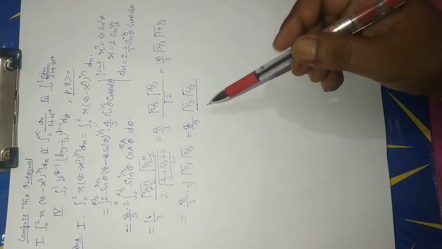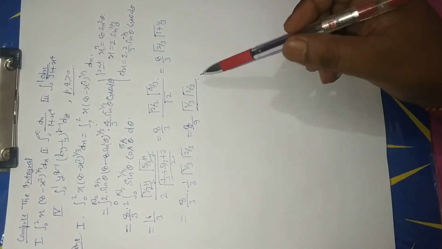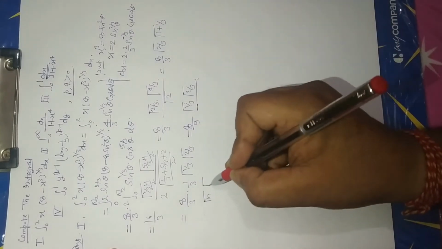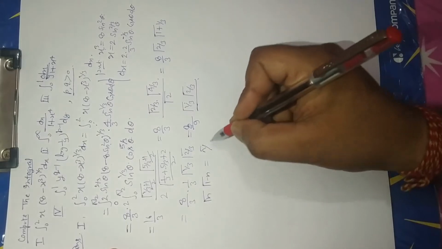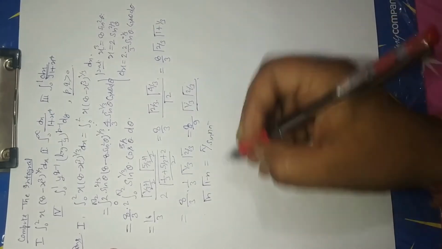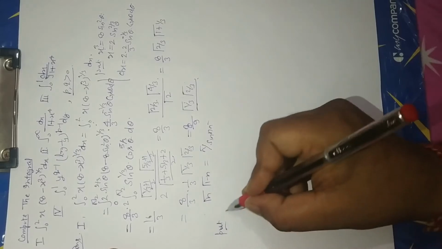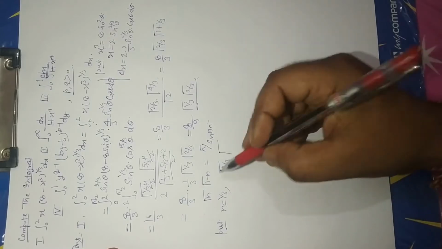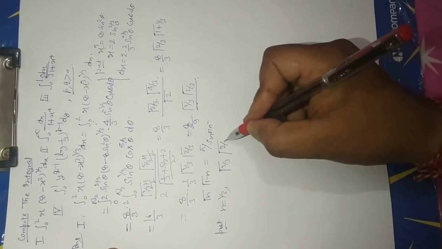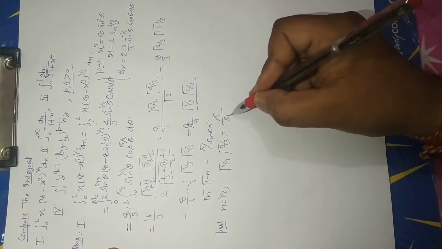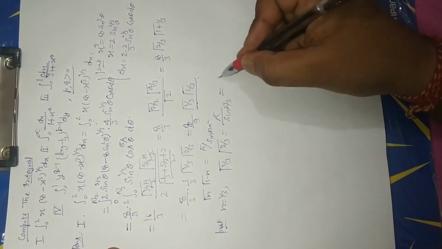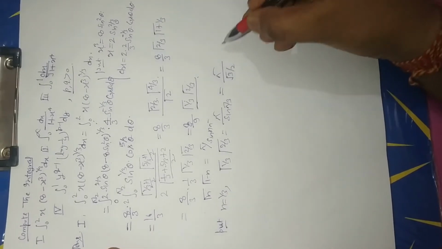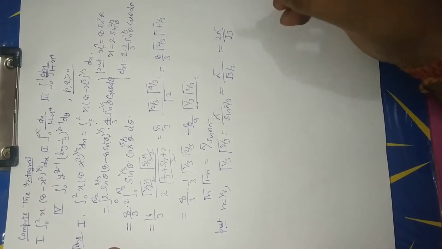Now we compute the value of Γ(1/3) Γ(2/3) with the help of our important formula: Γ(n) Γ(1 − n) = π / sin nπ. Now put n equal to 1/3, then Γ(1/3) Γ(1 − 1/3), that is 2/3, equals π / sin(π/3). This is equal to π divided by √3/2, which is 2π/√3.